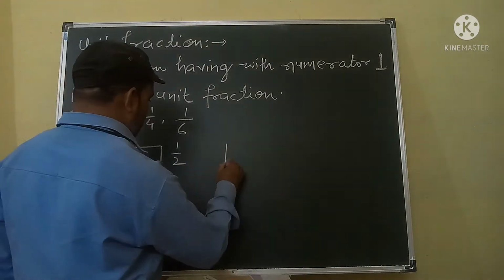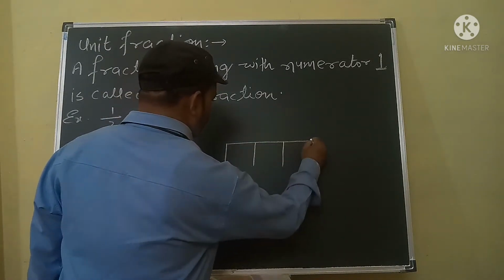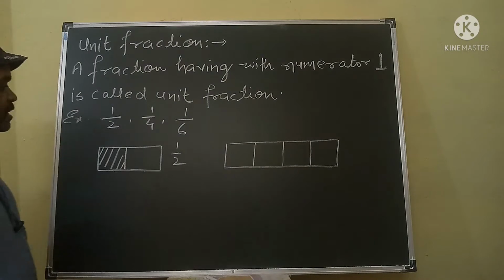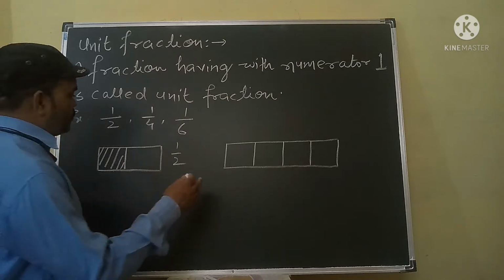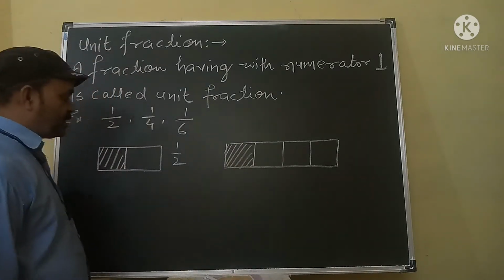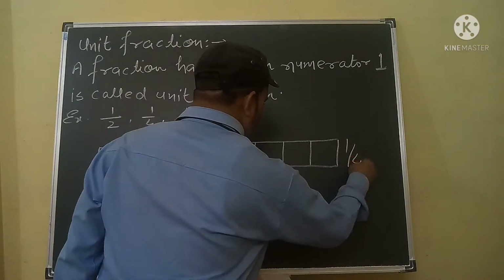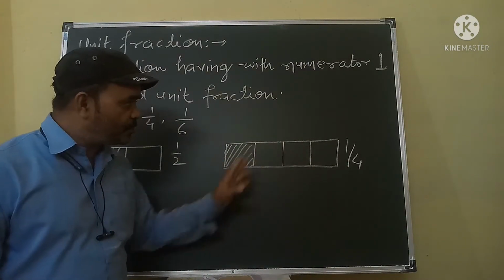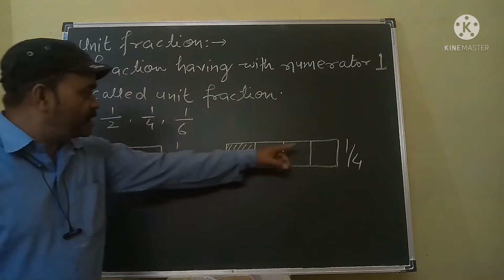Now look here. This is one rectangular block, and this rectangular block is divided into 4 equal parts. Now in these 4 equal parts, only one block is shaded. That means the fractional part of the shaded portion is 1 upon 4. It is the example of a unit fraction. That's why the numerator is 1.